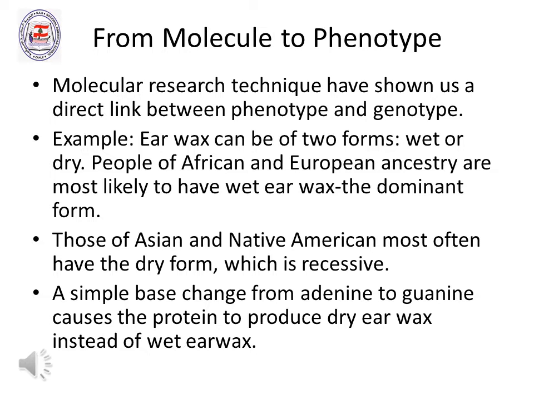For example, earwax can be of two forms, wet or dry. People usually of African and European ancestry are most likely to have wet earwax, which is the dominant form. Those of Asian and Native American ancestry most often have the dry form, which is recessive. A simple base change from adenine to guanine causes the protein to produce dry earwax instead of wet earwax.